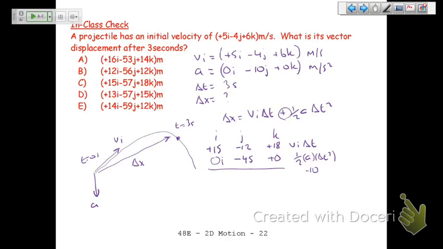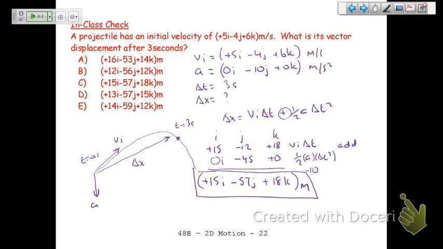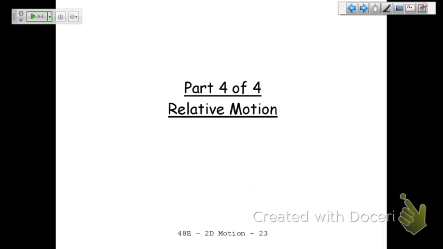So I've got to add these two together. I get plus 15i. Add these two together, minus 57j. Add these two together, plus 18k. It's going to be meters. 15, minus 57, and 18 there. These are quite doable. I just can't give you the whole set of problems. Next time we'll do relative velocity. It's easy. Look ahead. And we'll end it there.